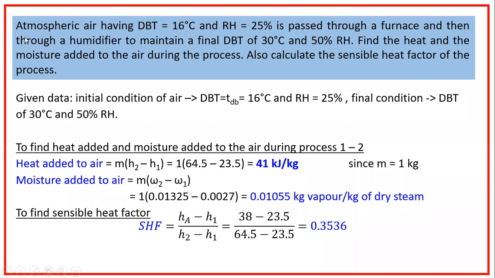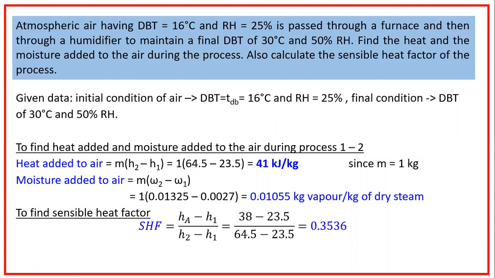Now, let us take up the first numerical, which says: atmospheric air having a dry bulb temperature of 16 degrees centigrade and relative humidity 25%, is passed through a furnace and then through a humidifier to maintain the final dry bulb temperature of 30 degrees centigrade and 50% relative humidity.